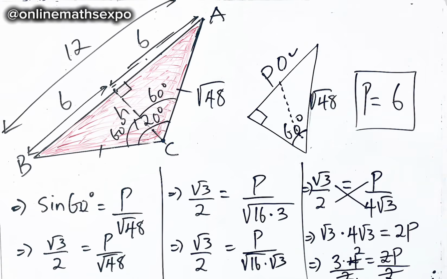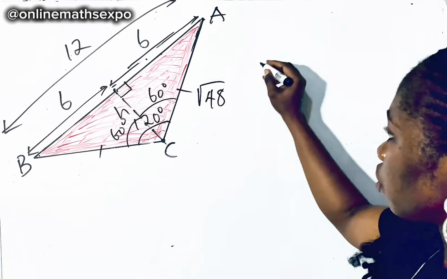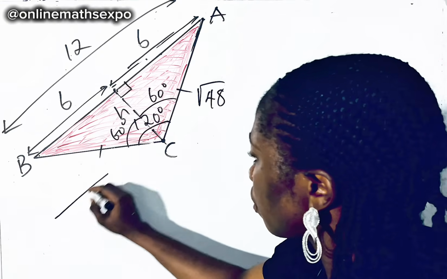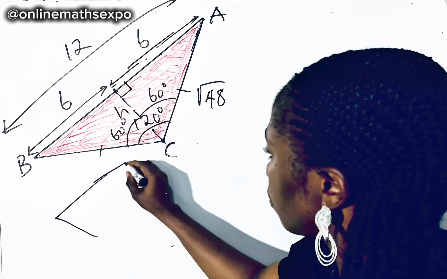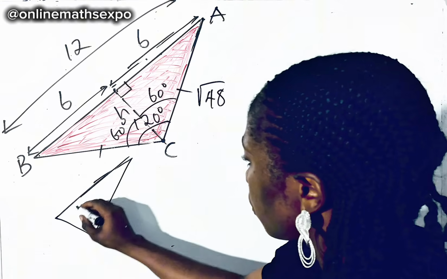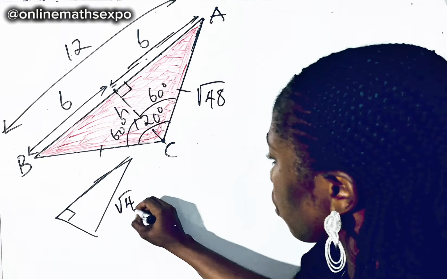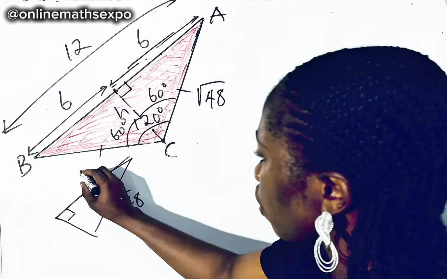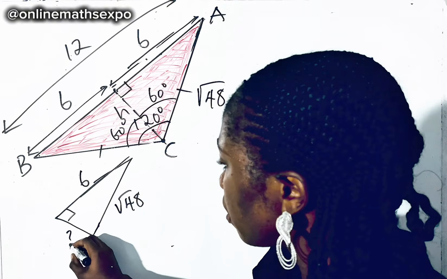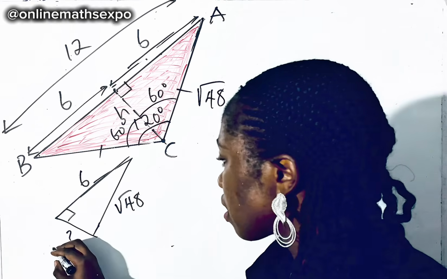Let's do that together. Bringing this out, this is what we have. This is right angled here. This length is measured root 48. From here to here measures 6. And we want to find this length, so we can label it M.